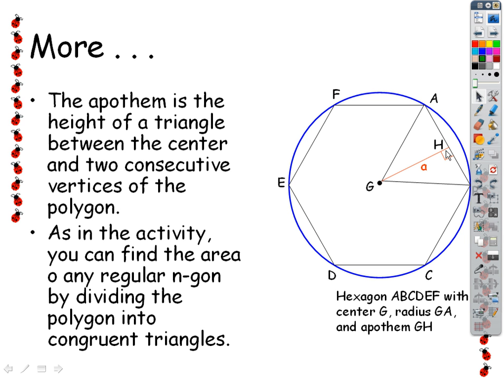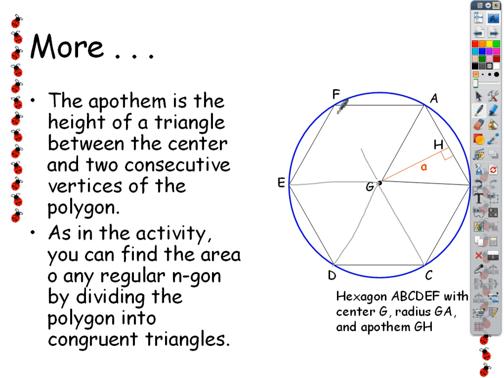In other words, if I were to create a triangle that links the center with 2 consecutive vertices, there's my triangle. Now, if this is a regular polygon, how many of those triangles would I add together to make the whole shape? Well, as many as there are sides, right? So I've got 1, 2, 3, 4, 5, 6 in this case. Does that make sense? I could break this up into 6 of those triangles. This is just one of them. So I could get that area and multiply by 6, right?